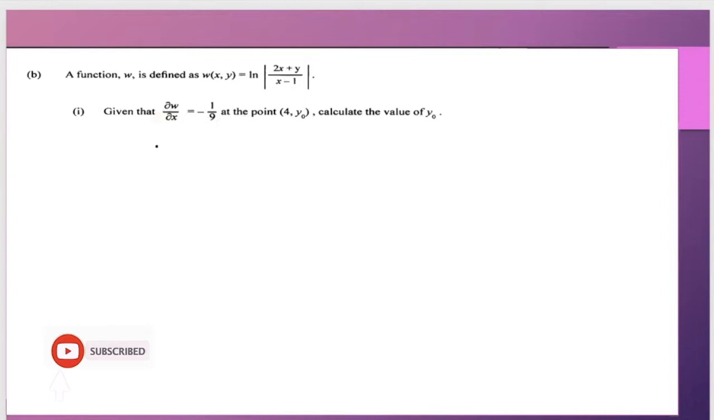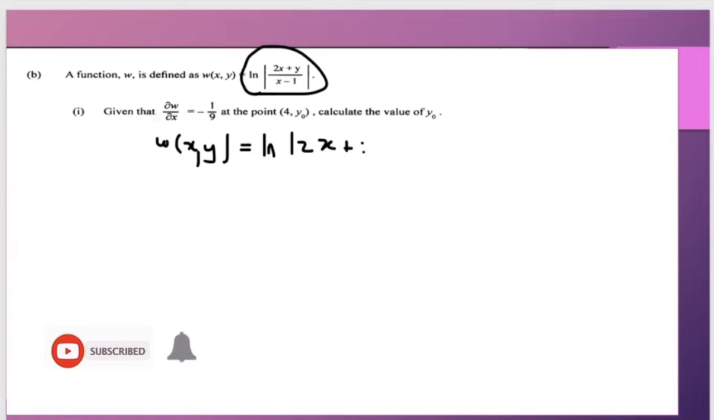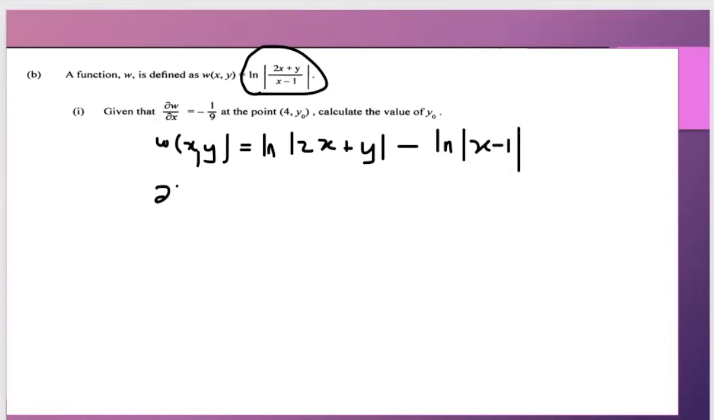Now, let me rewrite w, which is a function of x and y. We can express it as a difference because the log rule says when you divide, we subtract. So we can write this as ln|2x + y| minus ln|x - 1|. And having this, I can use the information where it states the partial derivative with respect to x is equal to -1/9.